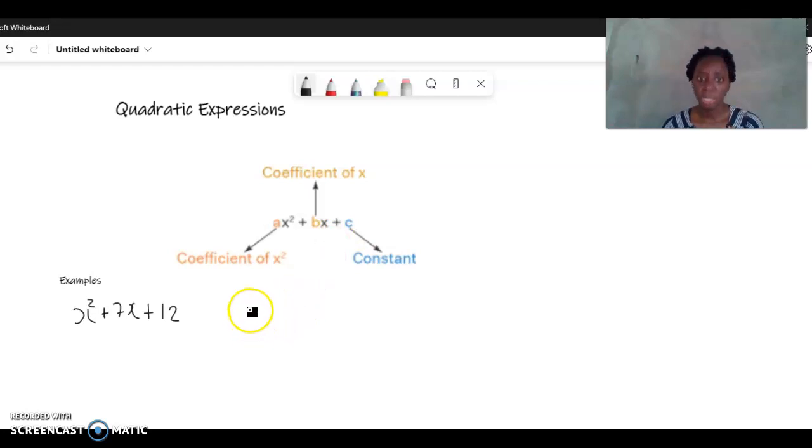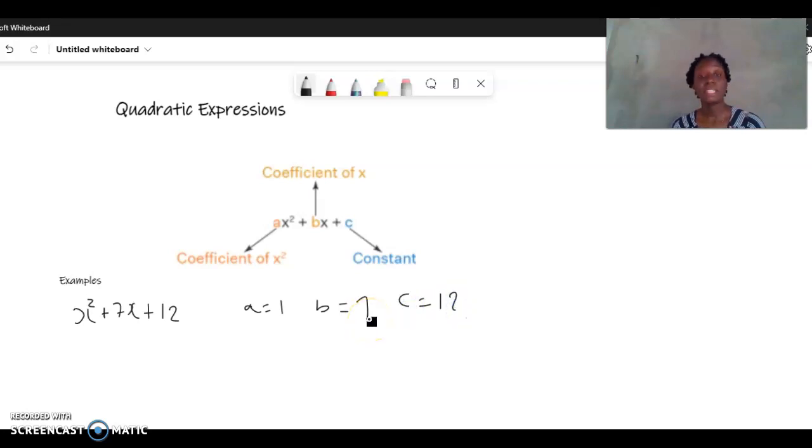Now here we have a quadratic expression. Yes, the highest degree is 2, so this makes a quadratic expression. Now, how do we factor a quadratic expression? Well, we will first identify the coefficient of x squared, the coefficient of x, and the constant. That is, a is equal to 1, the coefficient of x squared. The coefficient of x is 7, so b is equal to 7, and the constant c is equal to 12.